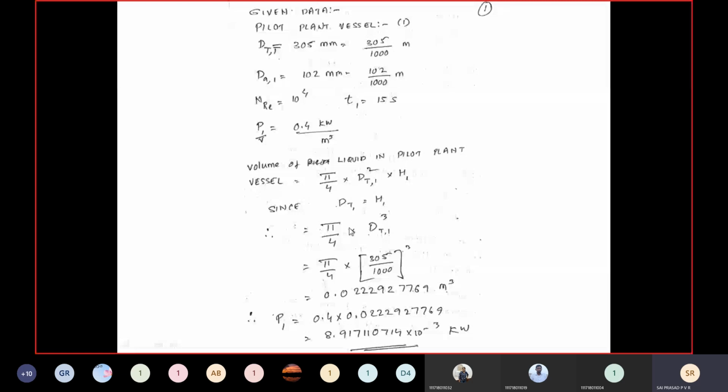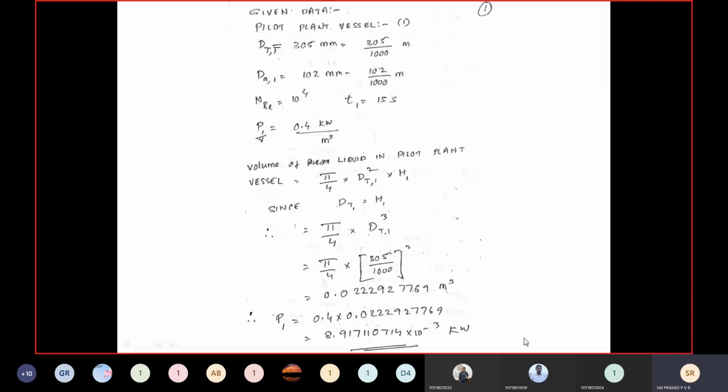So now P1 is given here, it is 0.4 kilowatts per meter cube. What will happen? I will multiply by the volume of the liquid, and I get the answer in kilowatts. Kilowatt per meter cube, if you multiply by the volume of the liquid, you get kilowatts. So hence power is equal to 8 point something, some kilowatts. Just keep it aside. Now similarly, go to the process vessel.